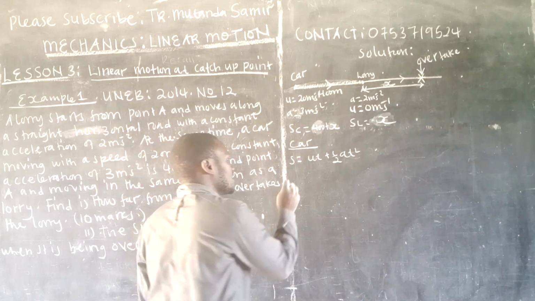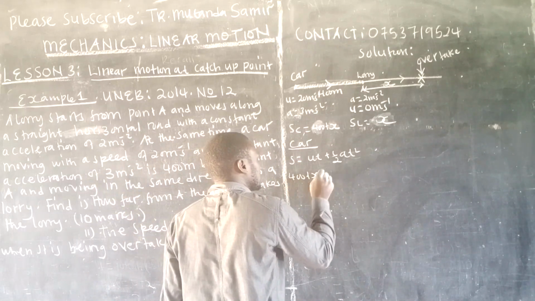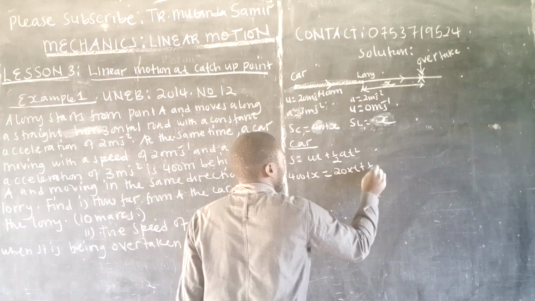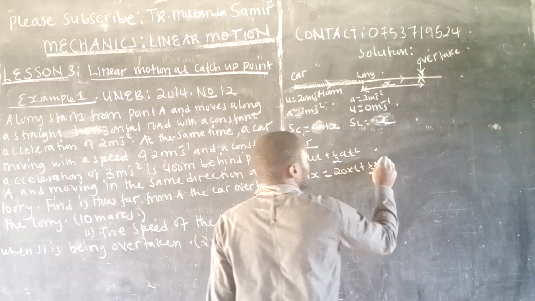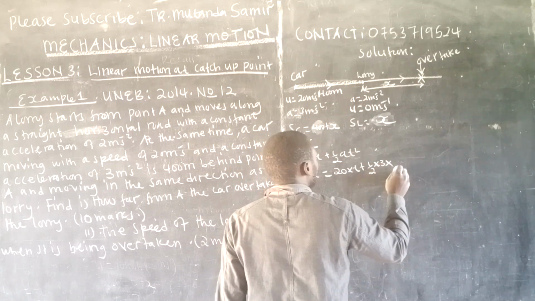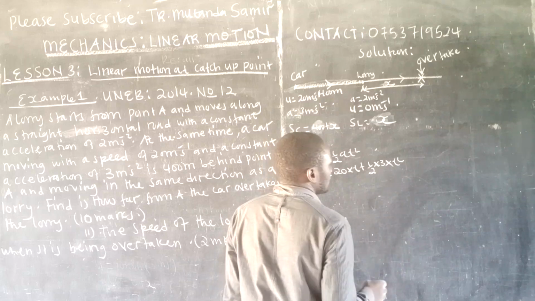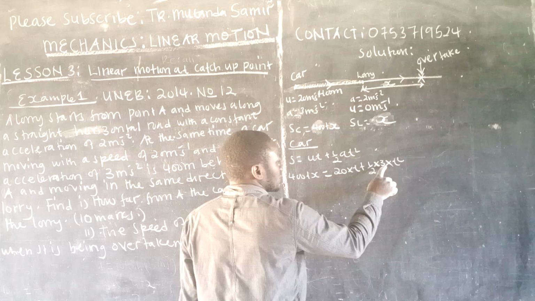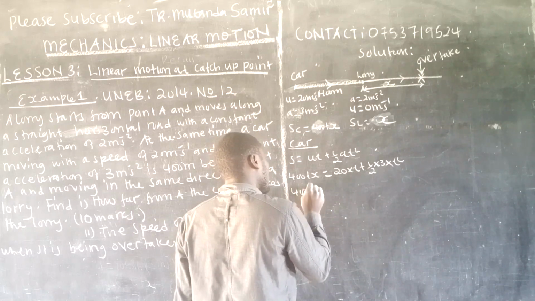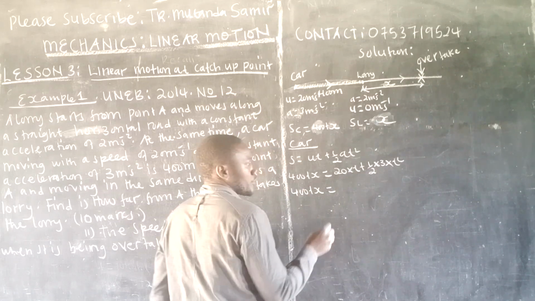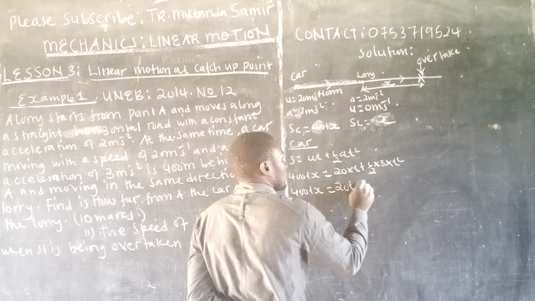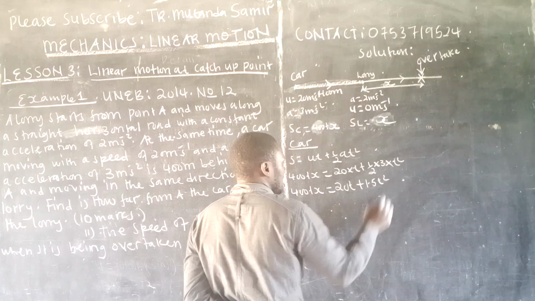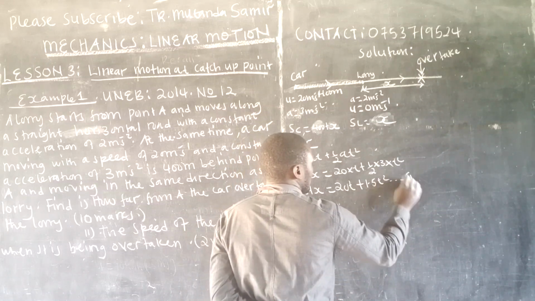Now let's substitute. This will now be 400 plus x is equal to the initial velocity, 20, times t, plus a half times the acceleration, 3, times the time t squared. This will be 400 plus x equals 20t plus 1.5t squared. If you divide 3 by 2, then the t squared will remain. This is now your equation number 1.